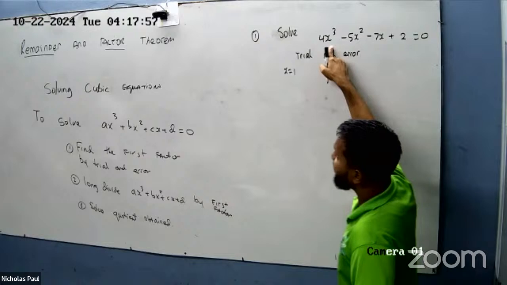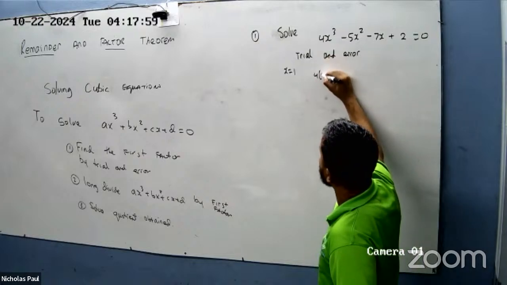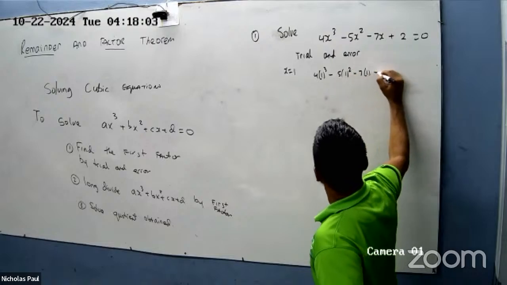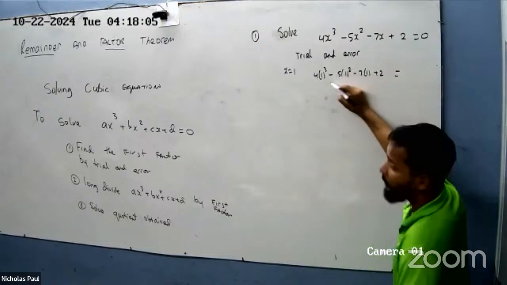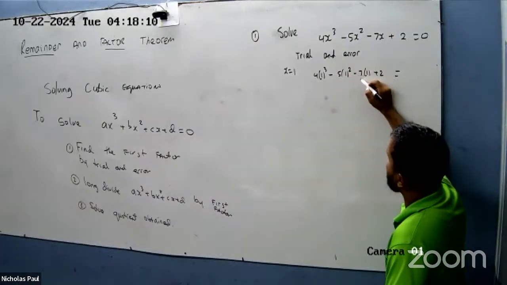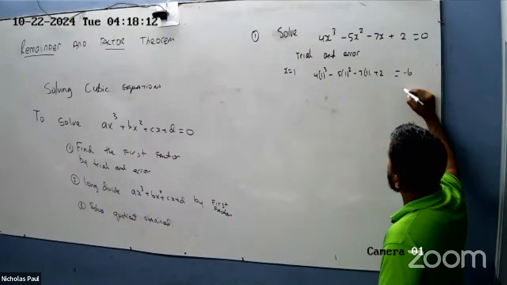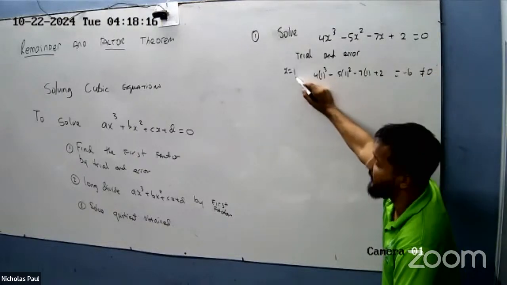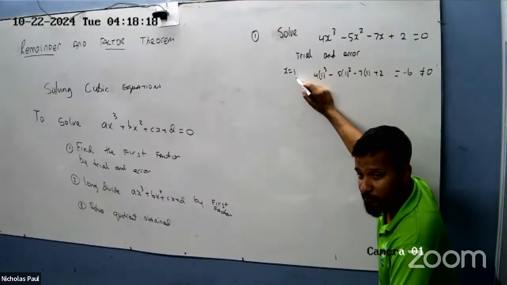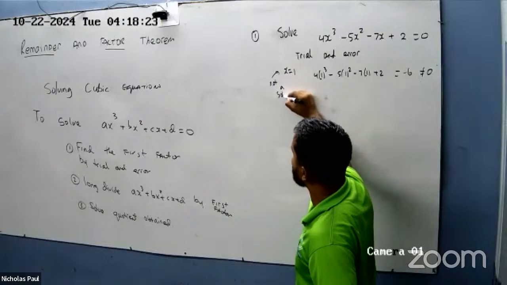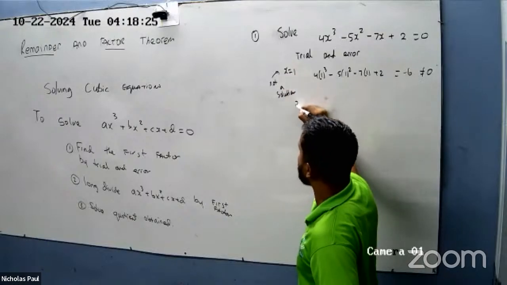So I'm going to put 1 in here first. That's 4 by 1, 5 by 1, 7 by 1 plus 2. This is 4 minus 5 minus 7 plus 2, which is minus 6. So this is not equal to 0, and therefore this is not a solution. That makes sense, Nathan? Not a solution. So I'm going to try again.